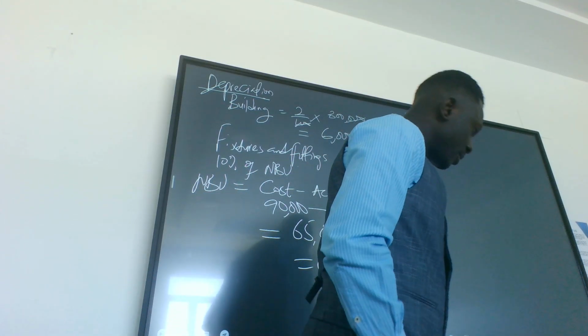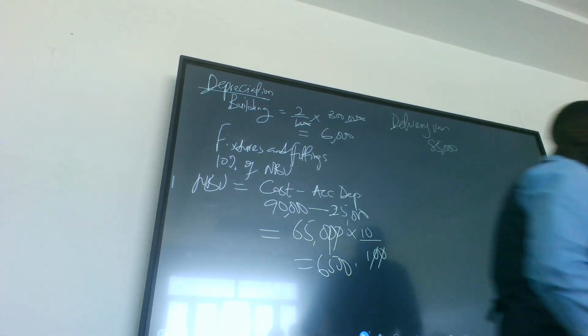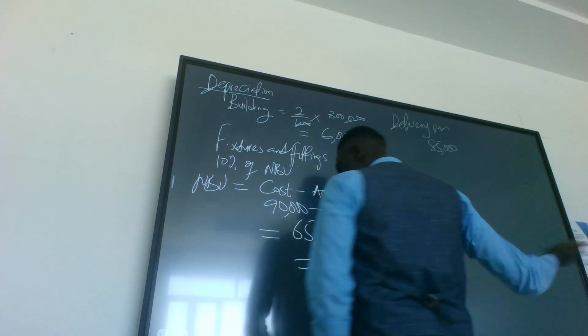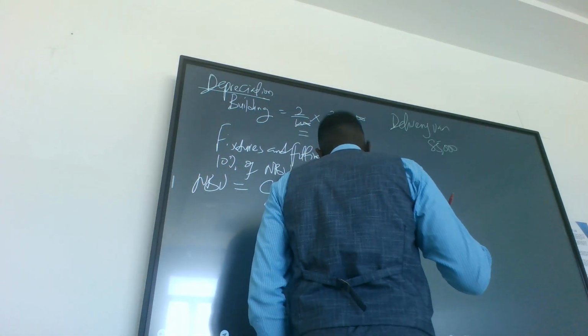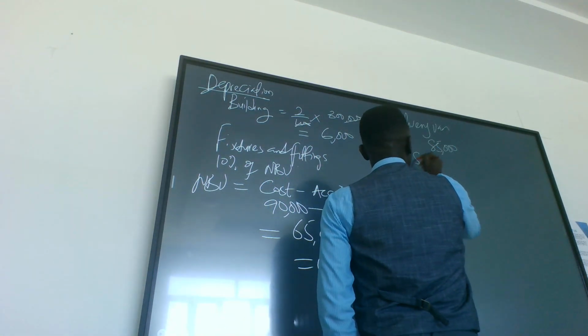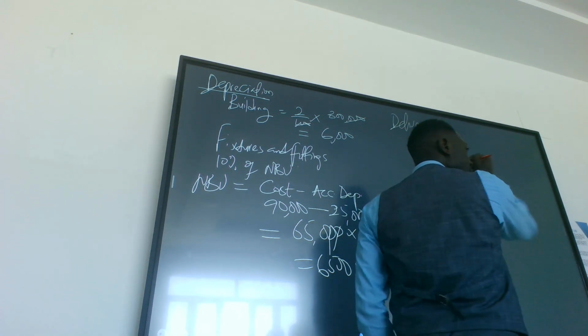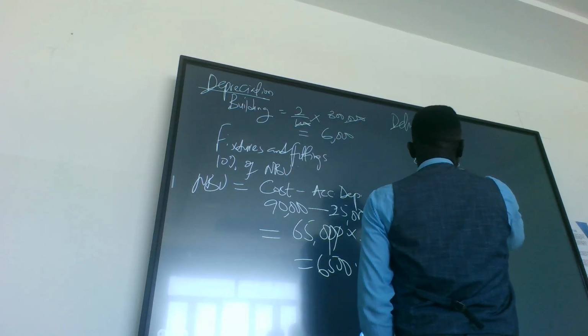Read it through. 10% of cost. Delivery van is what? Say it out. 10% of cost. That's 85,000. 10% is 10 over 100. Yes or no? Yes. 8,500.